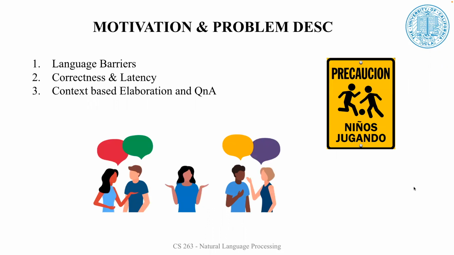So I would like to cover three components here. The first component is language barrier. Language barrier is nothing but the inability or hindrance between two individuals to communicate with each other in the same language. The second one is correctness and latency.